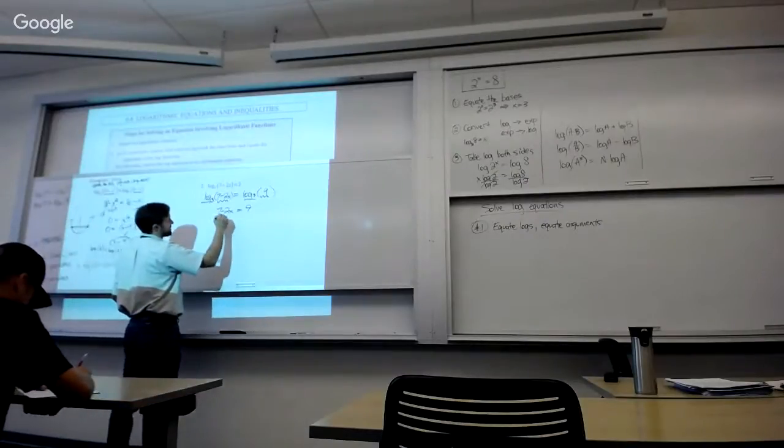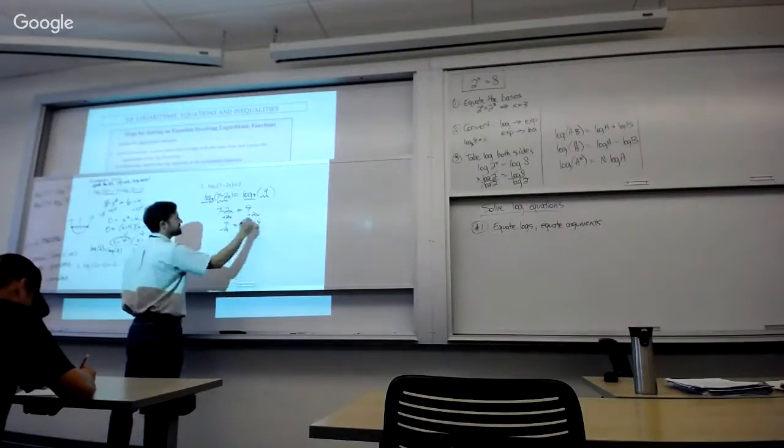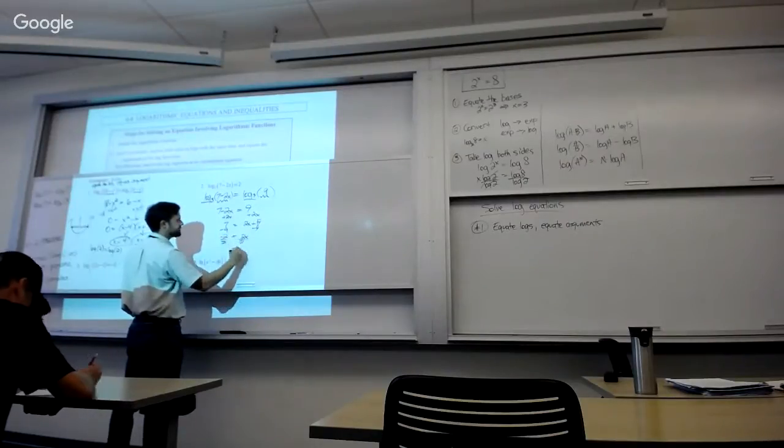Let's go ahead and finish solving this. I'm going to add the 2x over to here. And so now I have 7 equals 2x plus 9. Then I'll subtract my 9. And now I have 2x equals negative 2. And therefore, x equals negative 1.